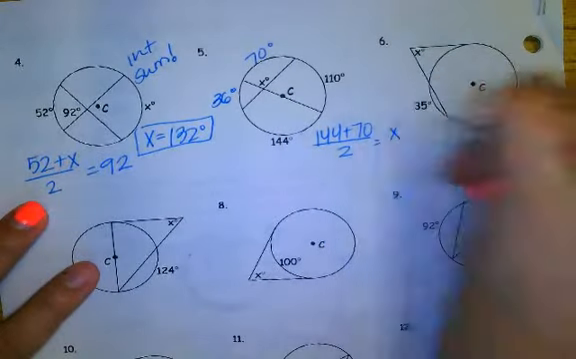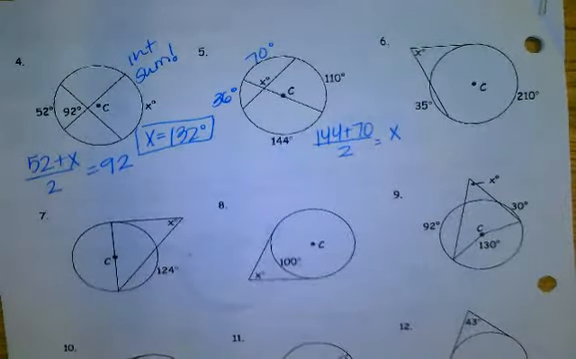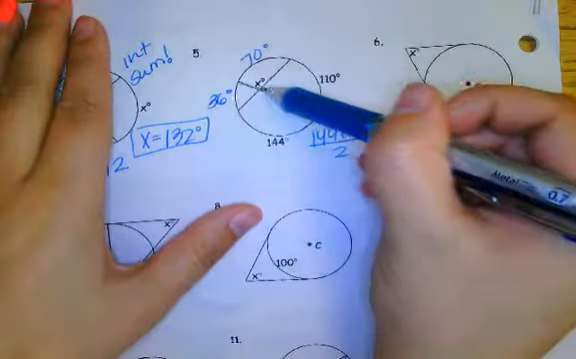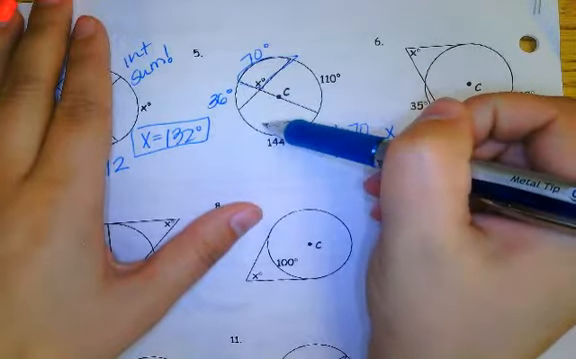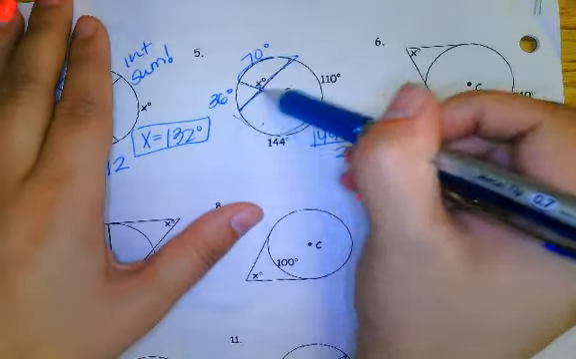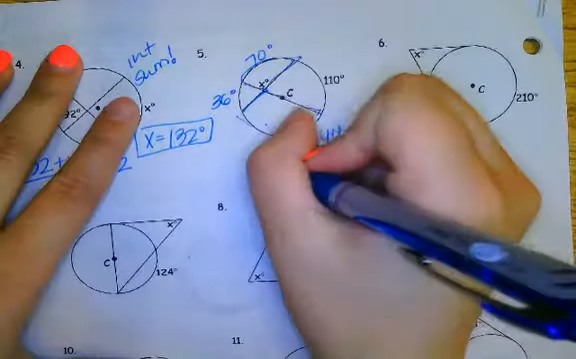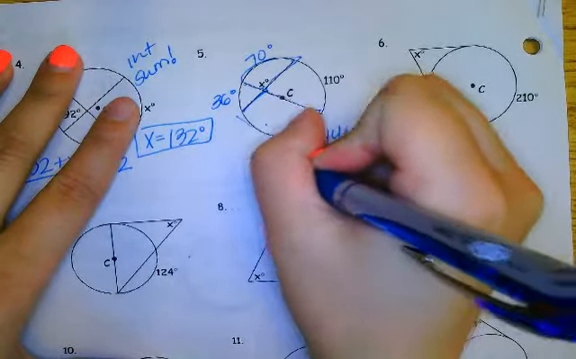Okay, why didn't you choose 110 and 36? Okay, because those are the arcs that x is opening up to. Okay, so you always pick the arc that it's opening up to, and then the one directly across from it. What does x equal? What is it? 107 degrees.